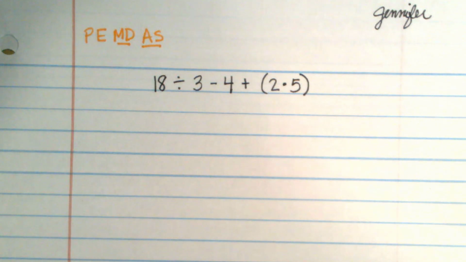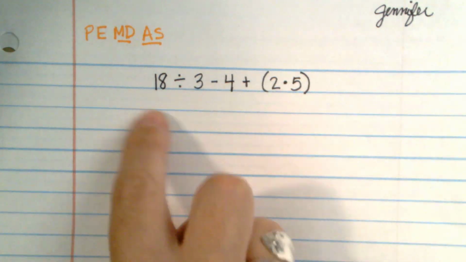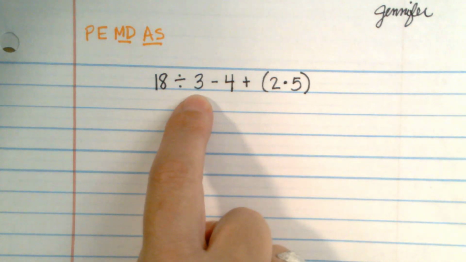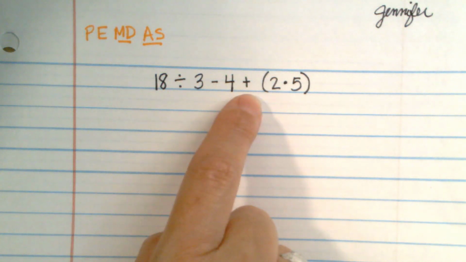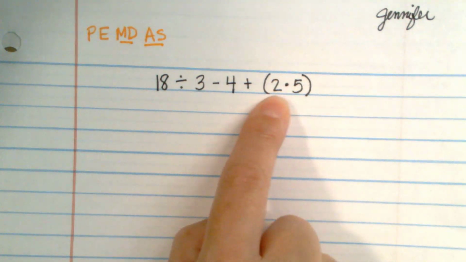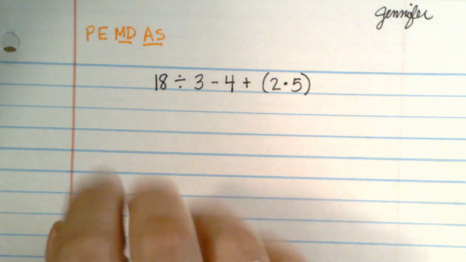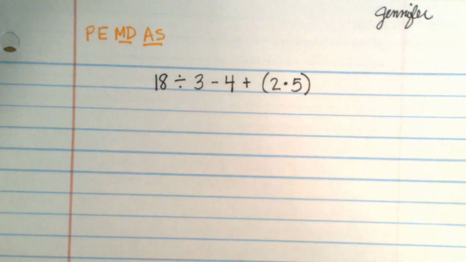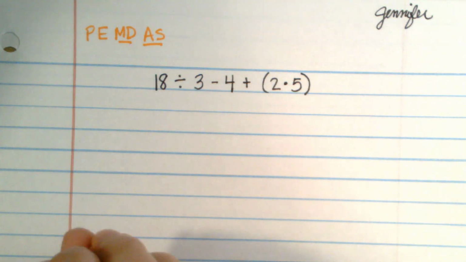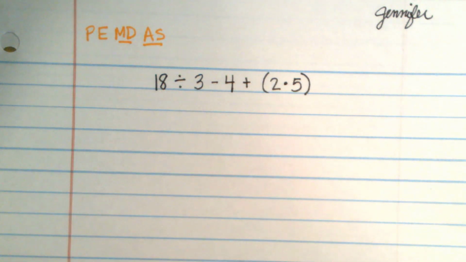Okay, so now I'm going to take a look at my problem. I'm looking for the very first step I could do. Now, I could do all of this in my head. 18 divided by 3 is 6 minus 4 is 2 plus 10 is 12. That's not how we are to tackle it. We are going to tackle it one problem, one operation at a time, and rewrite the entire problem after we've done that operation. Let me show you.